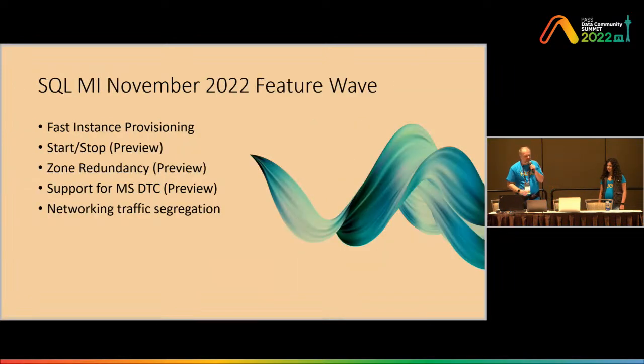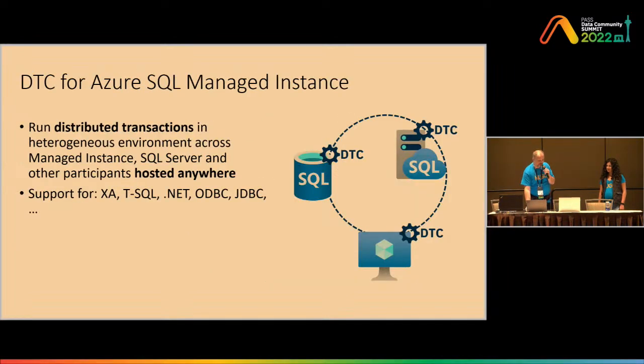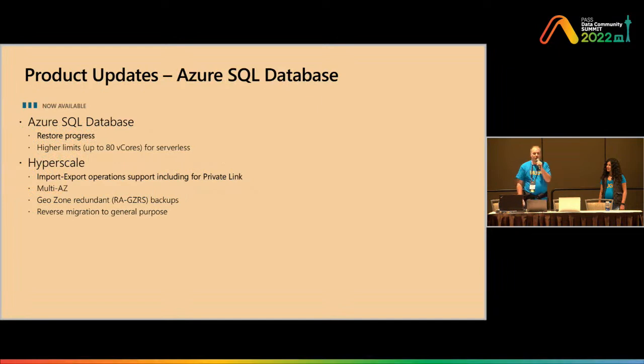Then, the feature wave, and with that, we are introducing 10 times improved instance provisioning times, a start-stop feature, so you can pause and resume the running of your managed instance, which is pretty cool for money saving, and we introduced the schedule with it. Then we introduced zone redundancy, so on the business critical service tier, you can put your availability group replicas in different availability zones, and there are very significant improvements for network traffic segregation and support for good old great technology for MSDTC.